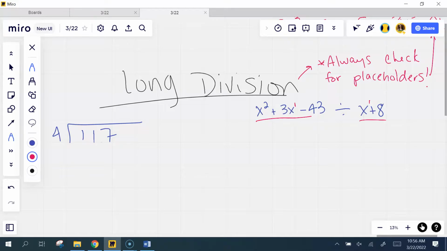The what? Well, but not always, because, I mean, you're right here in this one, but I'm saying, how do you know which one? It's always the one that comes before the division sign that goes inside, right? This one could be written as 117 divided by 4, okay? So same setup. So the x plus 8 goes on the outside. The x squared plus 3x minus 43 goes on the inside.